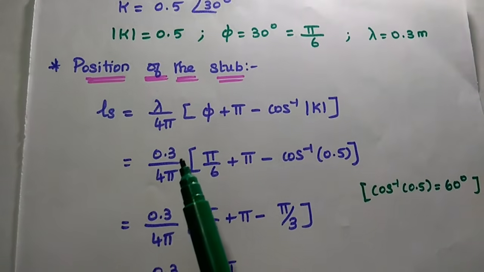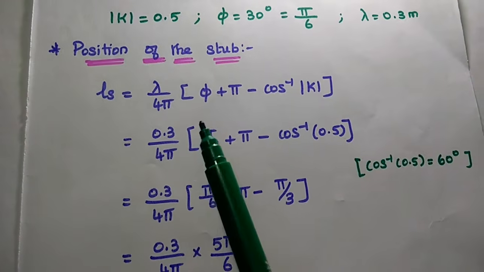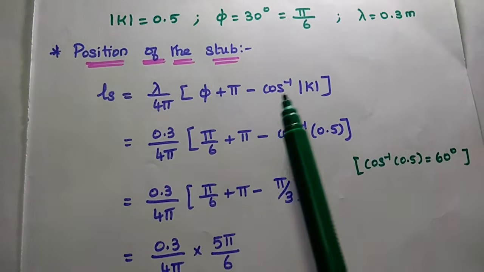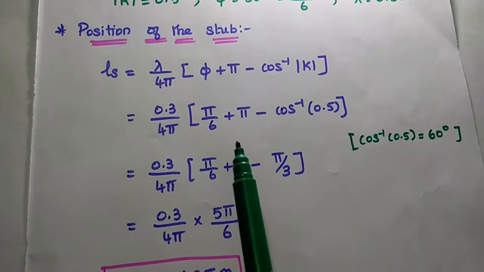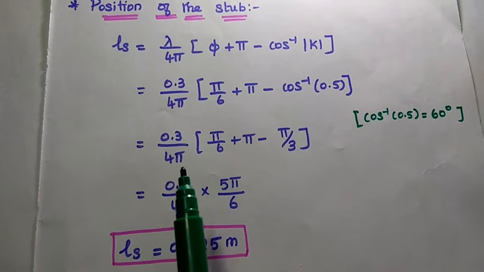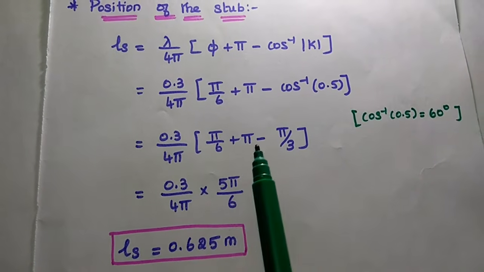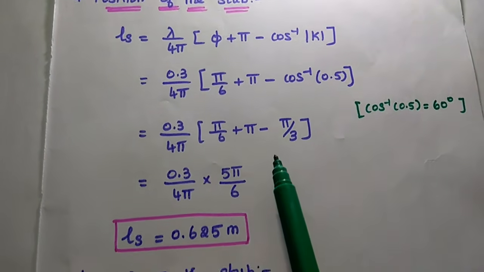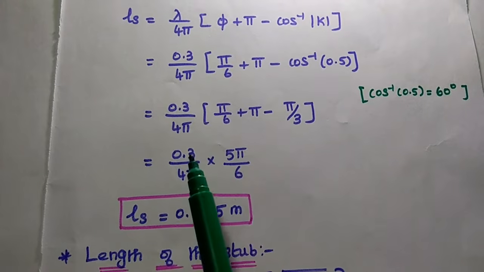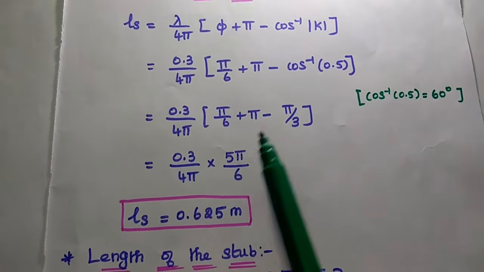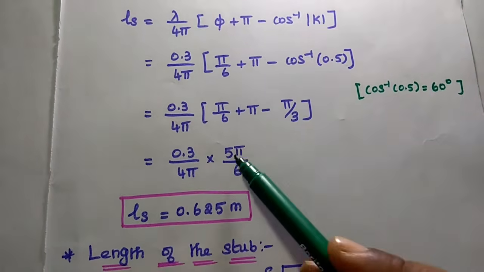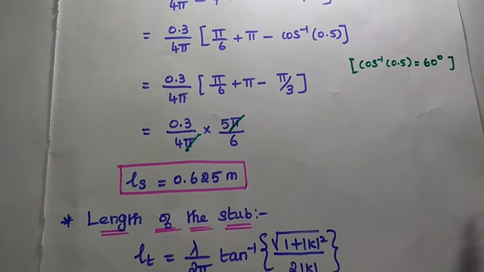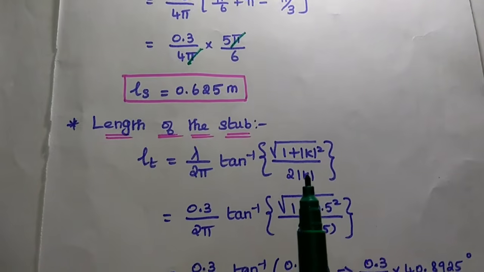Next we are going to find the position of the stub using the formula lambda by 4 pi into phi plus pi minus cos inverse k. Substitute those values here. Then we get 0.3 by 4 pi, pi by 6 plus pi. Here cos inverse of 0.5 is 60 degree, that is nothing but pi by 3. We get the value like this: 0.3 by 4 pi into 5 by 6. We simplify this term. Then the answer is 0.625 meter. That is the position of the stub.